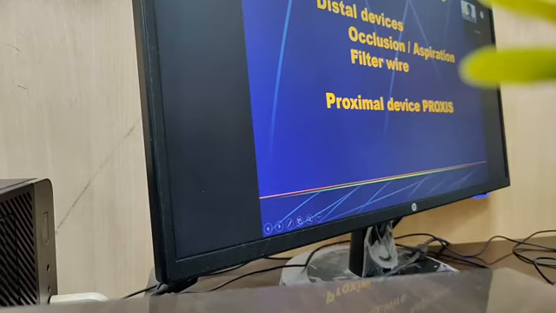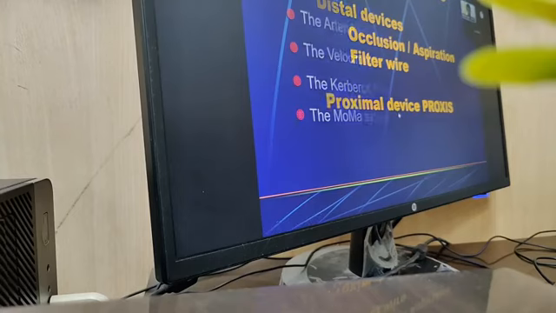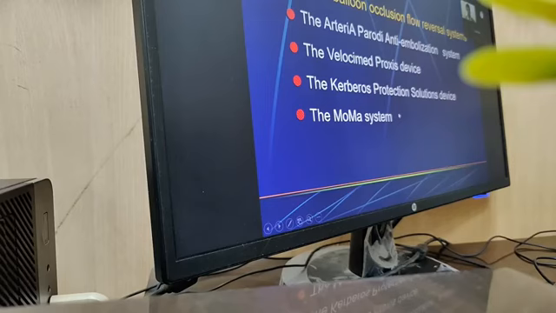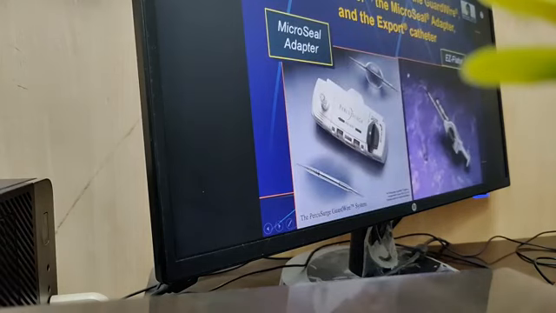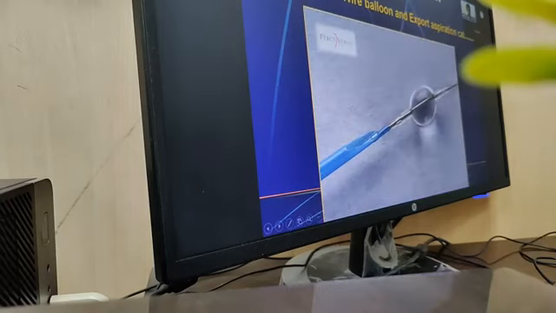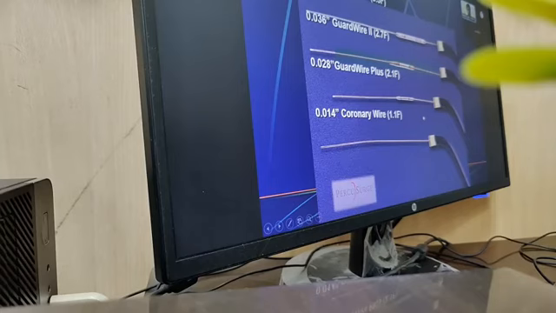Mostly we are using distal protection devices. Proximal devices are a little more cumbersome to use. So how to do it? The distal balloon occlusion system, the PercuSurge system, is being used regularly. These distal protection devices consist of 4 components: the GuardWire, EZ inflator, microseal adapter and export catheter. And you can see this is how the balloon is inflated distally, and then angioplasty is performed.